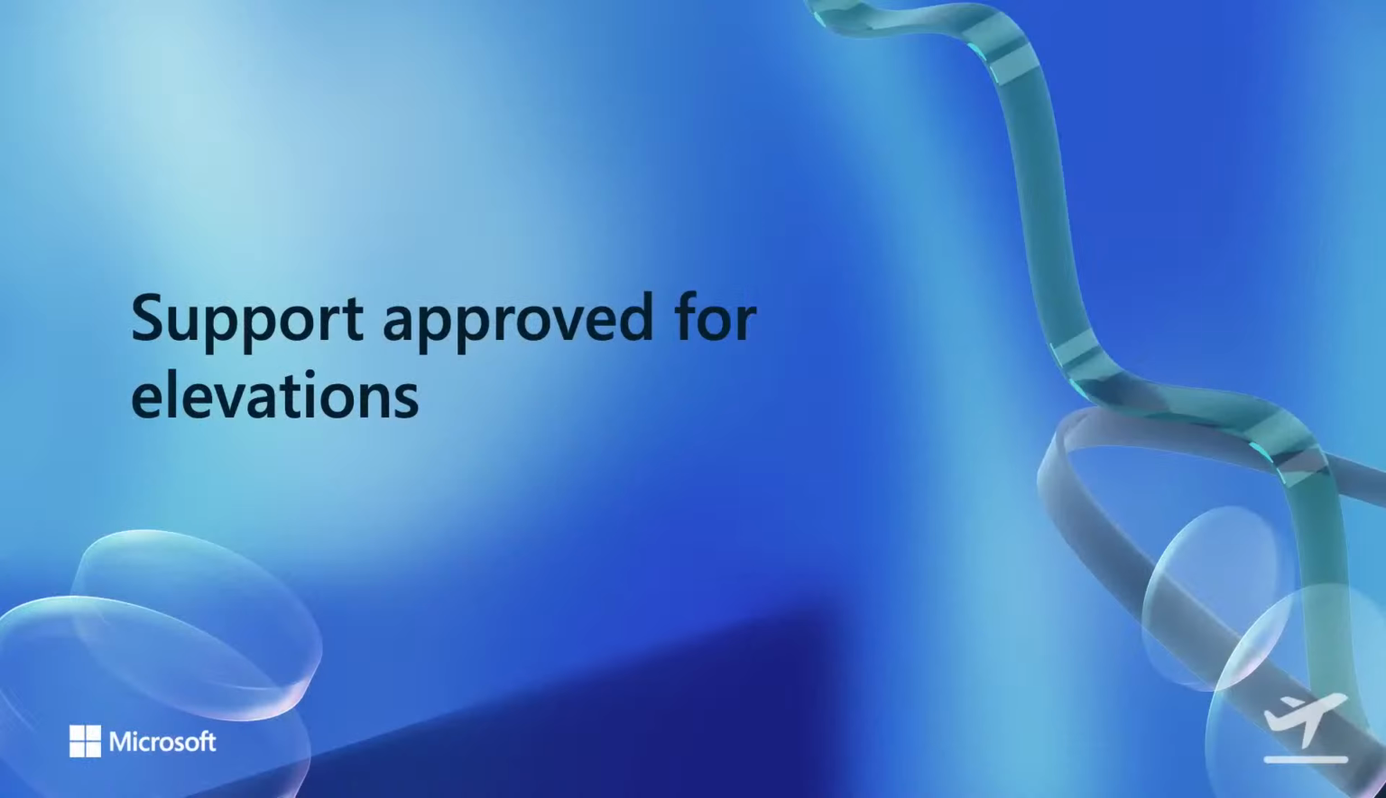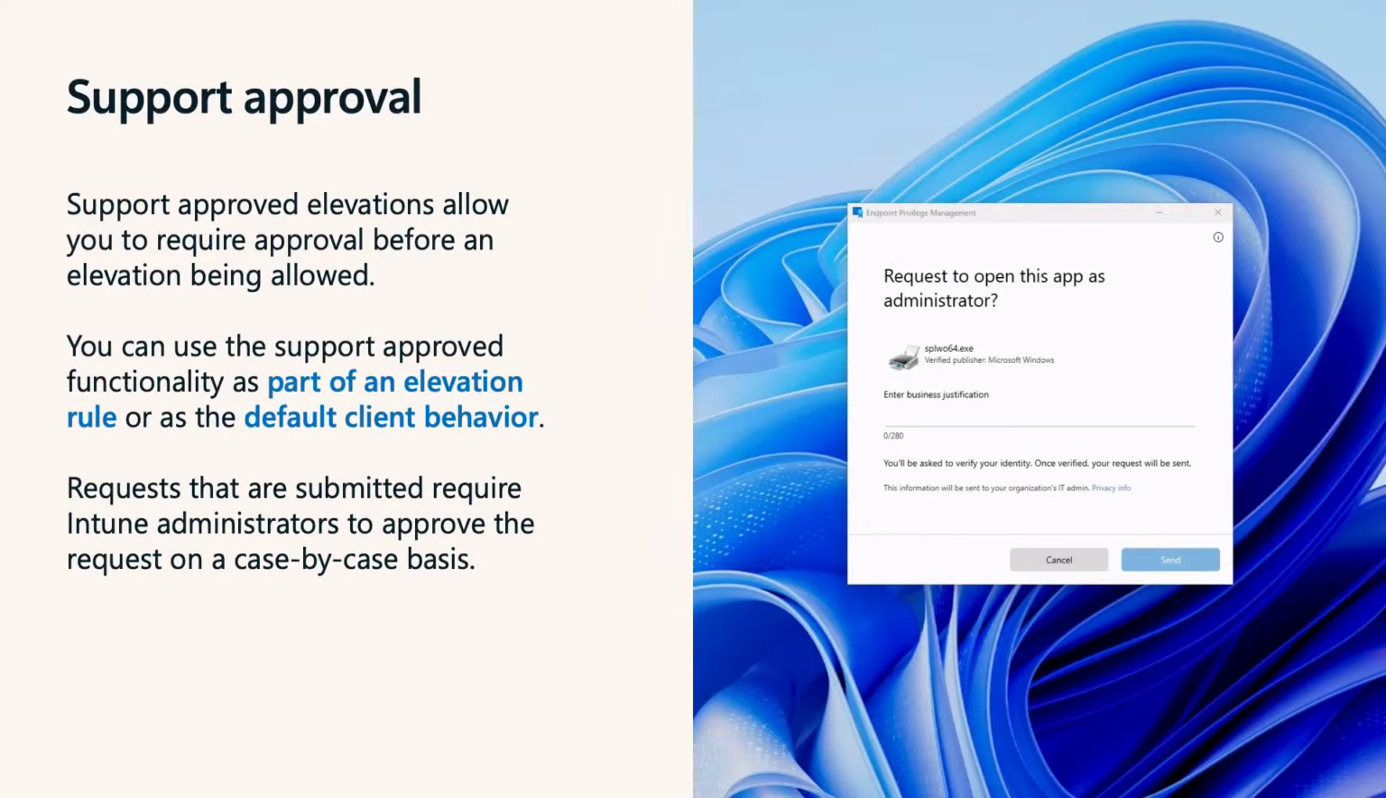So let's go over how some of these features actually work. The first one is support approved for elevation. How does it actually work, and how does it help the end user and the IT admin? So support approved is a way where you can allow, in this case, the printer installer, but you're not allowing it all the time. So if an end user is asking permission to elevate the printer installer, then you can either allow or approve it on a case-by-case basis, and the end user will get a notification in case you actually approve this.